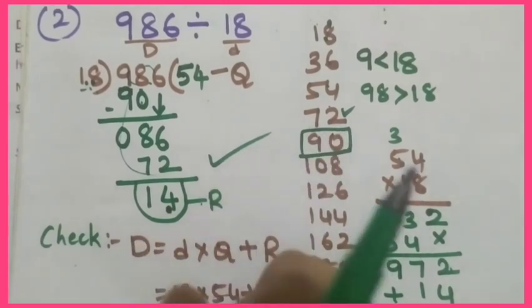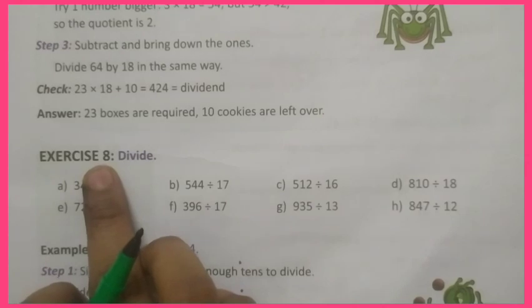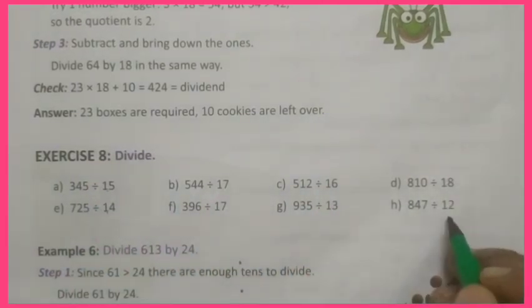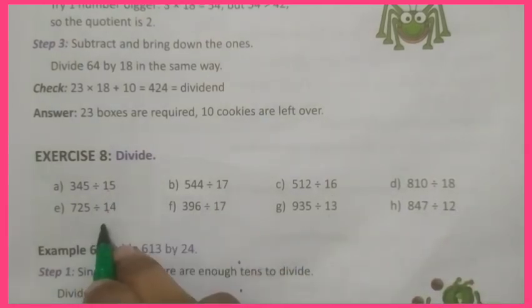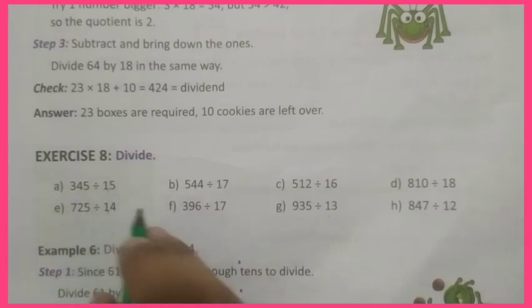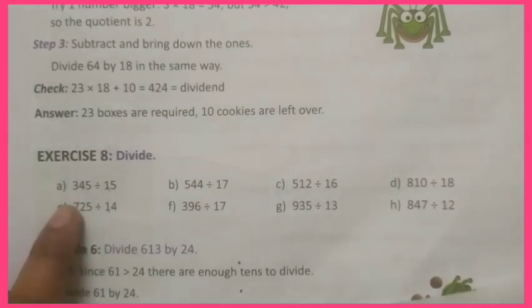Okay. Now look at textbook page number 133, exercise 8. Okay. Here these are all 2-digit numbers only and they are below 20 only. So you can do it directly. If you know the tables up to 20 perfectly, then you can do this very easily. Now I will explain a question.